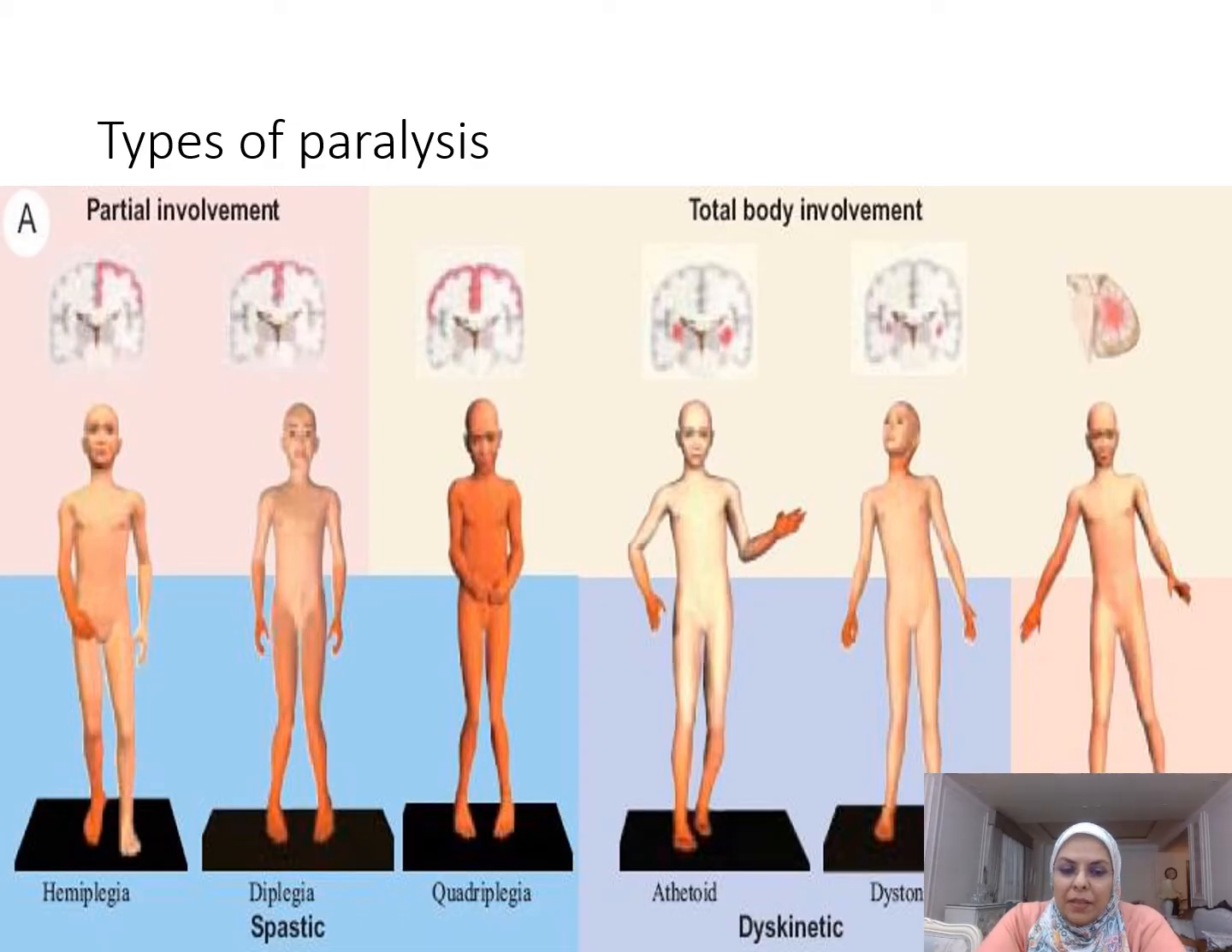Hemiplegia is affection of the upper and lower limb, ipsilateral. The word diplegia means that the two adjacent limbs are paralyzed, like bilateral upper limb affection or bilateral lower limb affection. This is called diplegia. And when it occurs in the lower limb, it is called paraplegia. If all the four limbs are affected, this is called quadriplegia.